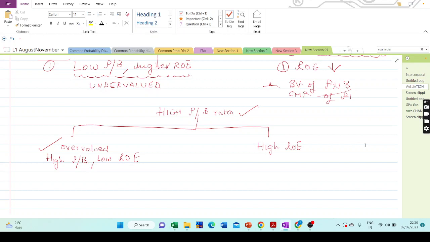Yes. Second point, there is no single good price to book value ratio because it's a relative valuation tool, it's a comparison tool and not a benchmark figure.